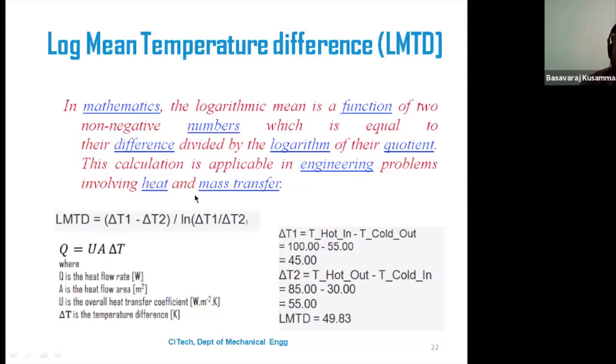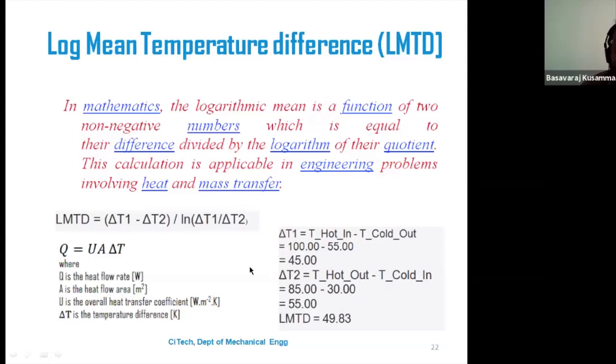So how is it applicable? We know about that. Understand? So this is called the LMTD: delta T1 minus delta T2, divided by ln of delta T1 divided by delta T2, that is, the logarithm of their quotient. This is called the log mean temperature difference definition.